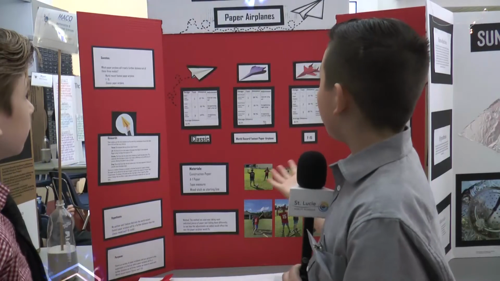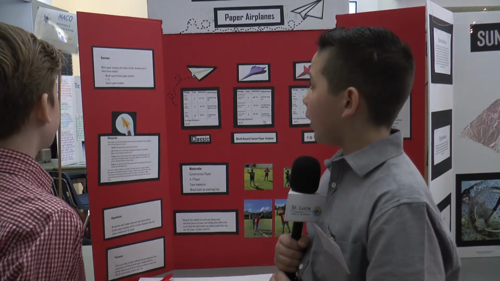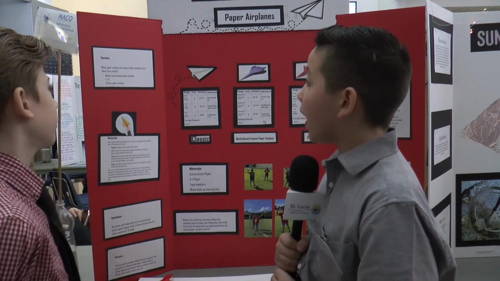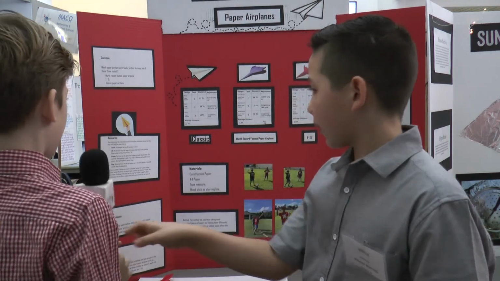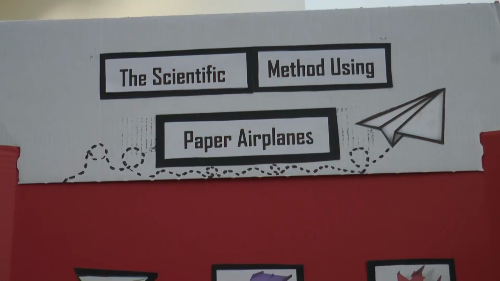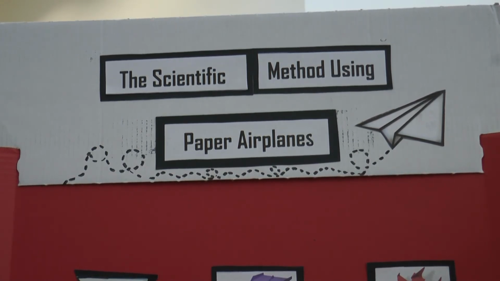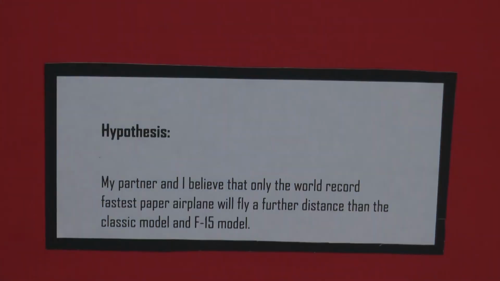Here is our project. So our question: which paper airplane will travel a further distance out of these three models? The world record fastest paper airplane, the F-15, and a classic paper airplane. Our research was paper planes, just like real airplanes, use the same four aerodynamic forces that allow them to lift and stay airborne: thrust, lift, gravity, drag.